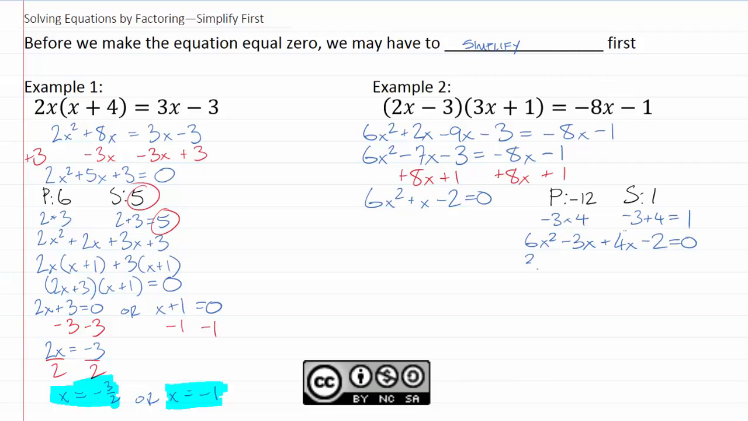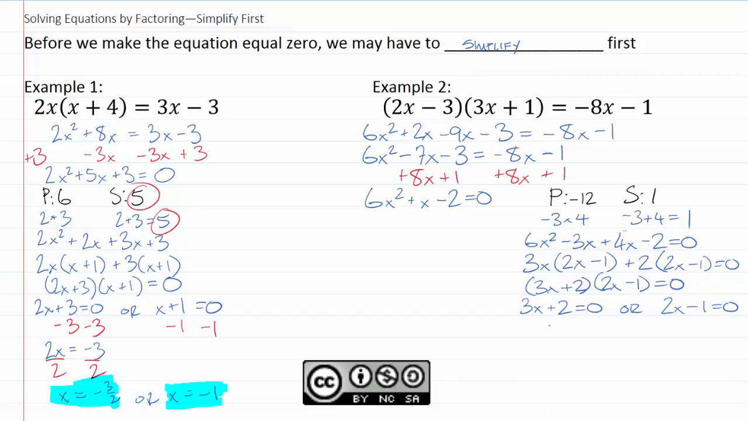I'll factor 3x out of the first two terms. I get 2x minus 1. I'll factor 2 out of the last two terms. I get 2x minus 1. We factor by grouping. We get 3x plus 2 times 2x minus 1 equals 0. Again, we set each parenthetical equal to 0 and solve.